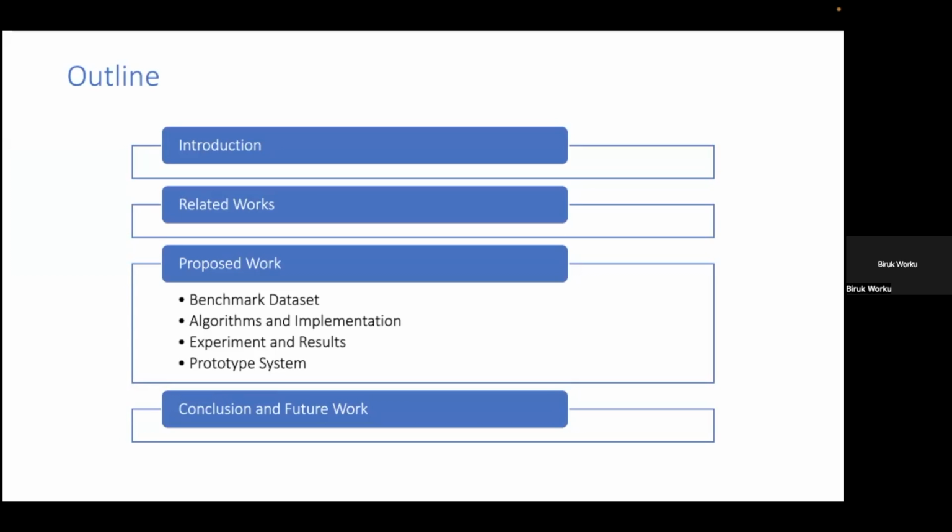In this section, the performance of the 3 content-based image retrieval systems is evaluated based on different evaluation metrics. We will conclude the proposed work section by talking about the prototyped system, along with which a demo of the system will also be presented. Finally, we will finish off our presentation with conclusion and future work.